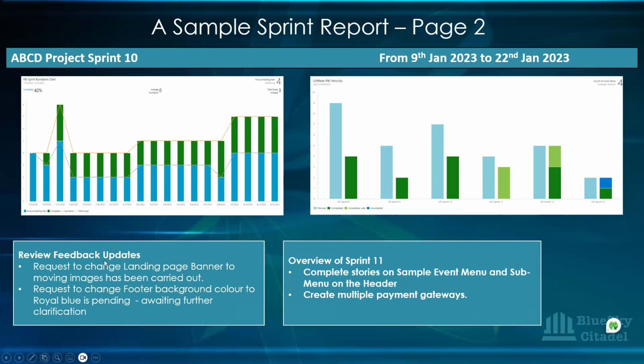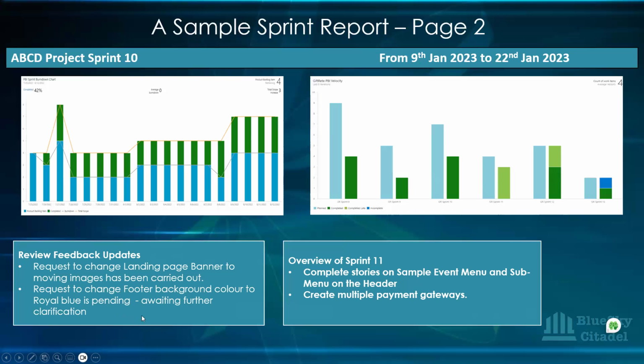But you can see that in this side of things, you can see the review feedback updates there. You can see it says request to change landing page banner to moving image has been carried out. So there was that feedback during review, and they're just giving updates that it has been done. So that is there also. And like I said, you could also put the URL link, copy the link and just put it there.